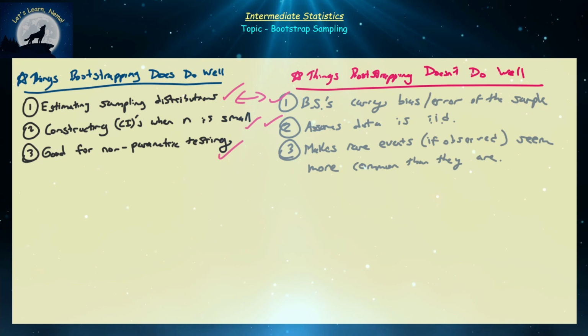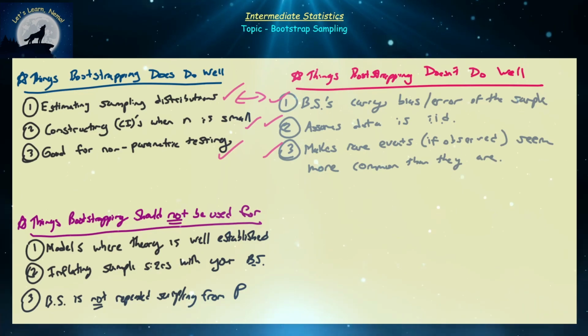Also, if your sample does by chance observe something that is extremely rare, when you bootstrap those rare events, what you're actually doing is making it seem like those rare events are more common than they actually are. So that's another thing that you need to keep in the back of your mind when you're doing bootstrapping sampling.